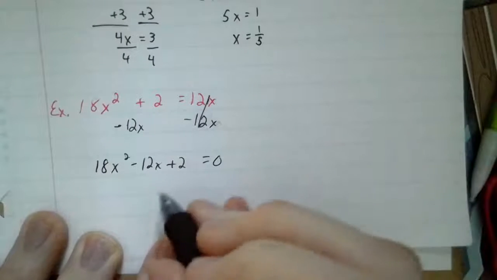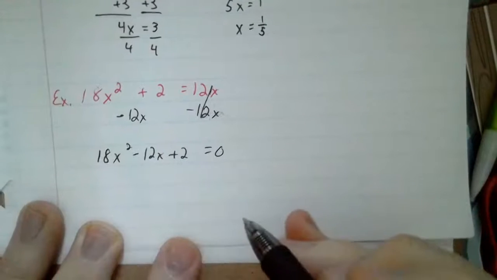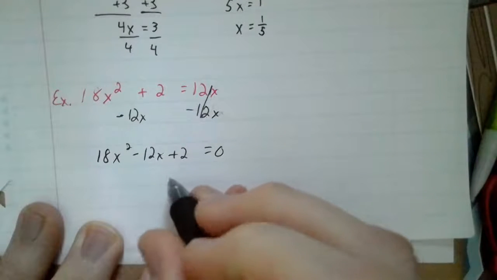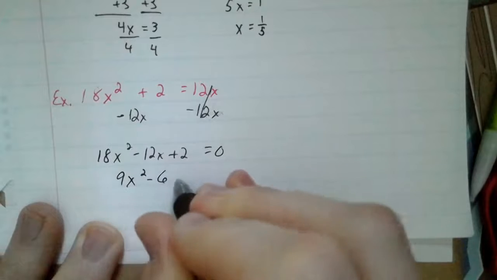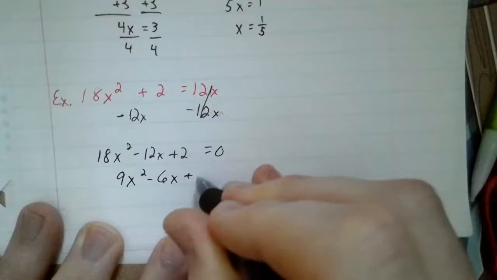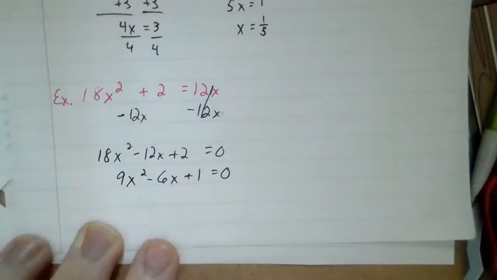Now I say to myself, wait a second, 18, 12, and 2, they're all divisible by 2. So let's go ahead and divide everything by 2. I'm going to get 9x squared minus 6x plus 1 equals 0.